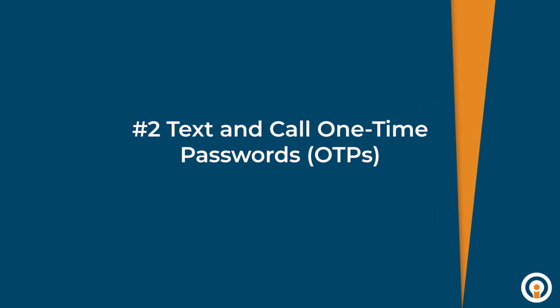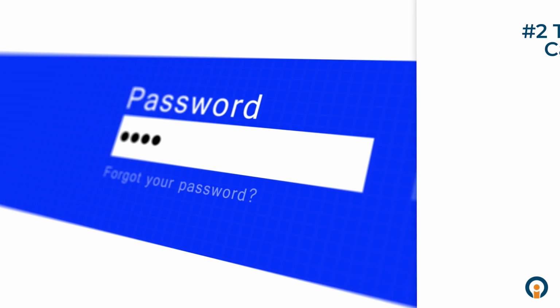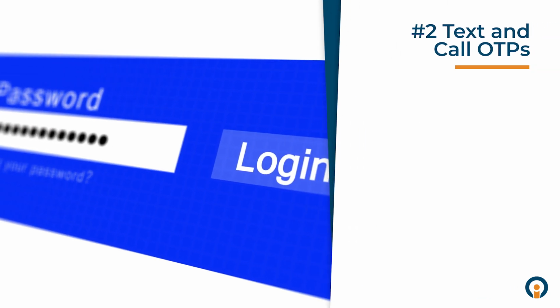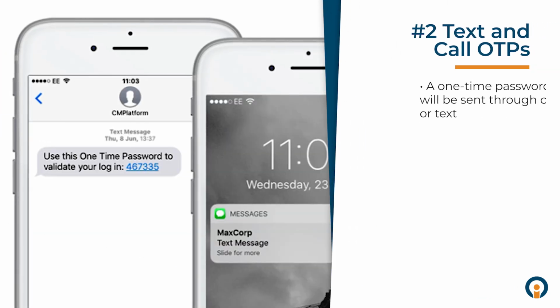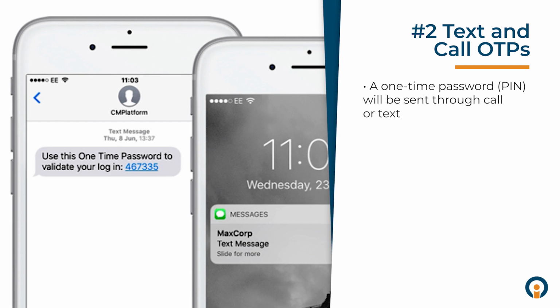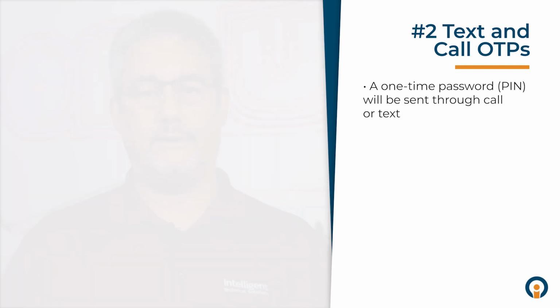An alternative MFA is text and call for one-time passwords or OTP. This type of MFA is identical to an email code, just through a different means of communication. After you enter your username and password, a one-time password in the form of a PIN will either be texted or read to you through a call. Aside from needing a phone, it does not require additional steps like downloading an app. However, it does have its drawbacks.